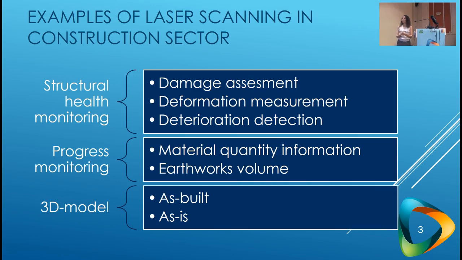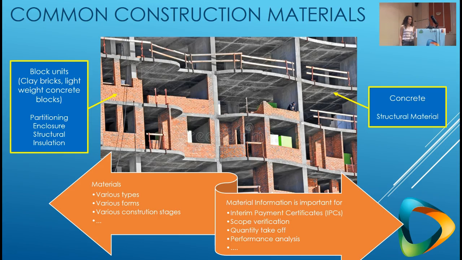And also 3D models are now being built, as we have seen in some example studies here, for as-built capturing and as-is modeling. But for most of these use cases, we actually need some more information, like material information. And we have a lot of different types of materials, as we know, that we use in the construction or in structures, especially in buildings that we focus on in our study.